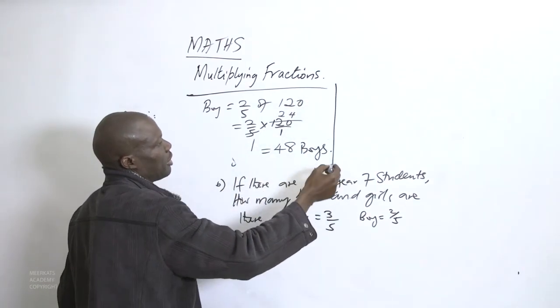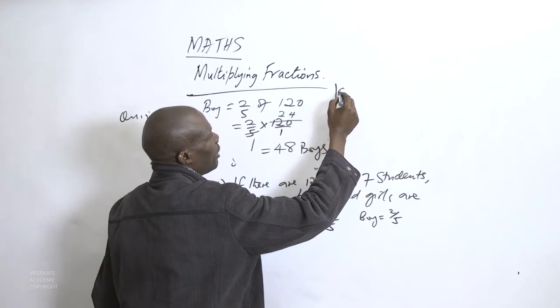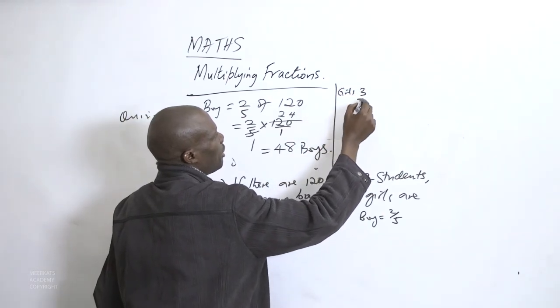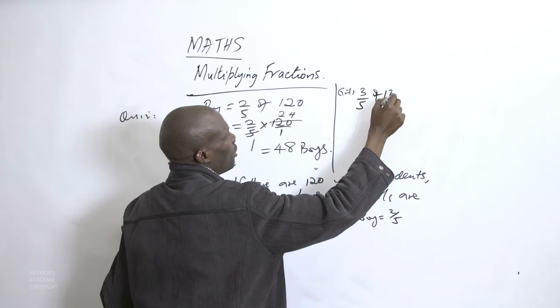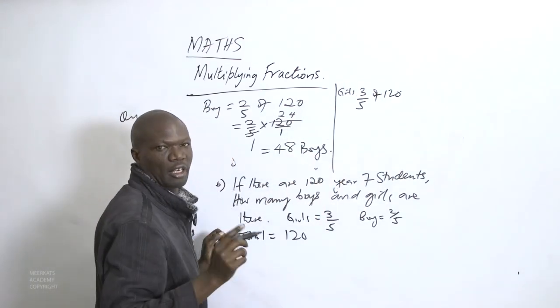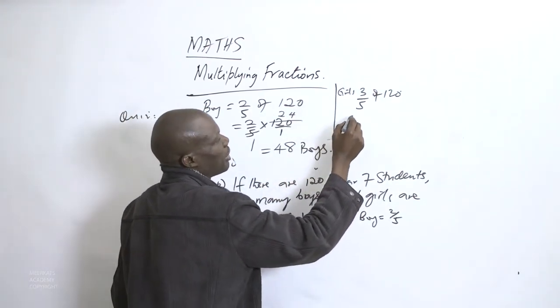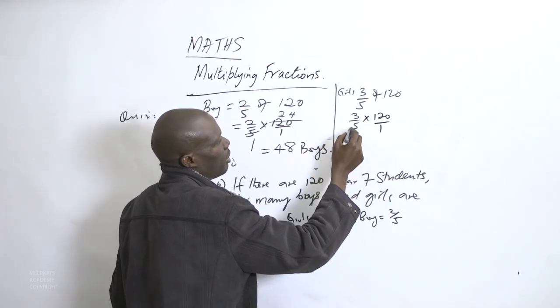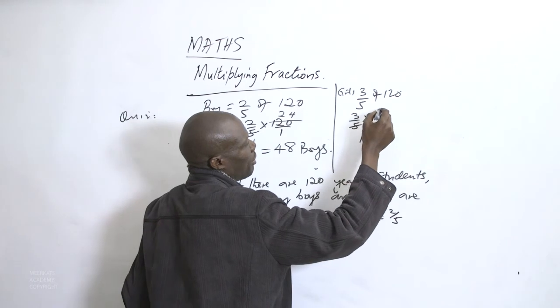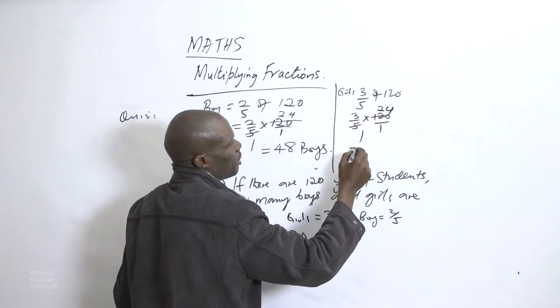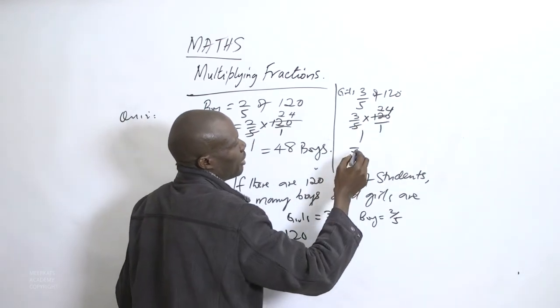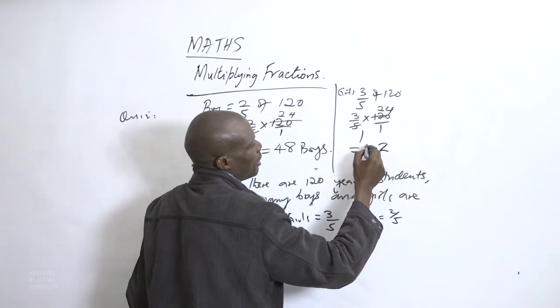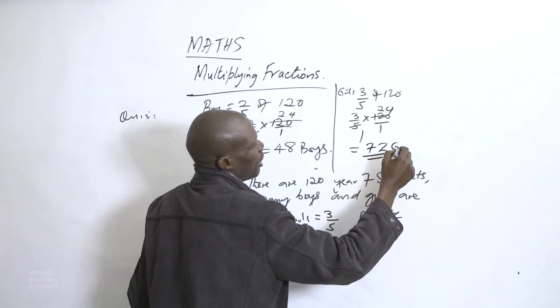For girls, we have 3 over 5 of 120. 3 over 5 of 120 is the same as 3 over 5 times 120 over 1. 5 divided by 5 is 1, and 120 divided by 5 is 24. When you multiply 24 by 3, you find that this gives us 72 girls.